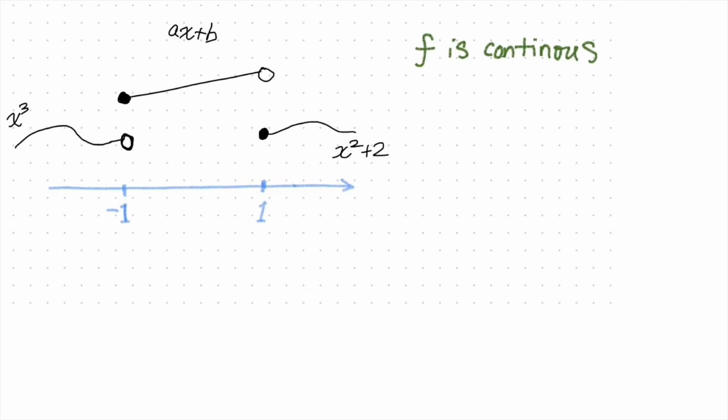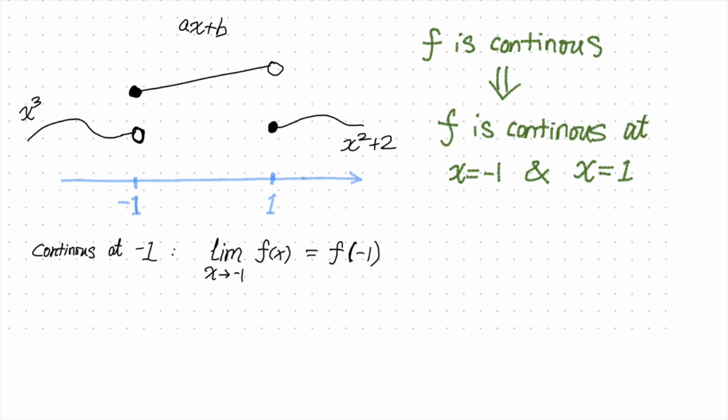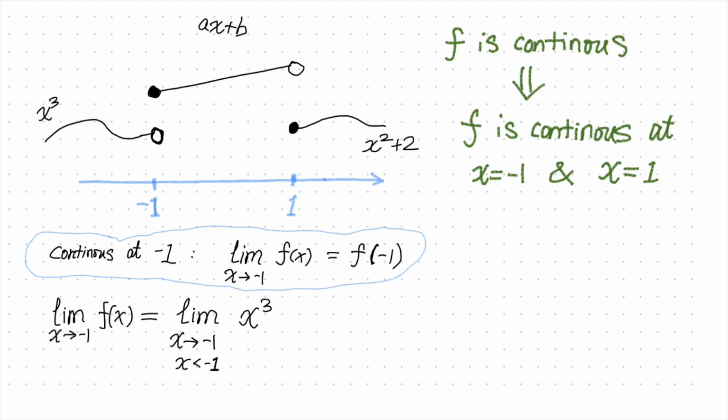By assumption, f is a continuous function, which means function f is continuous at any point that is defined. In particular, the function is continuous at x equals -1 and x equals 1. The definition of a function being continuous at -1 is that the limit of f of x as x approaches -1 is equal to f of -1. Now I will compute the limit of f of x as x goes to -1. This time I'll let x approach -1 from the left side. Then x will be less than -1, so we know that f of x is equal to x cubed.